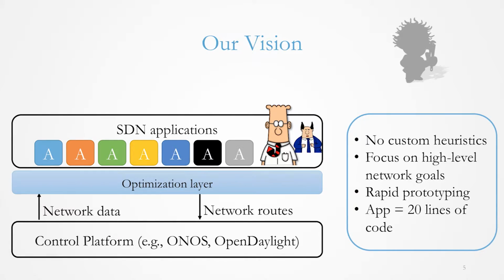So what are we aiming for? We are aiming for no custom heuristics, right? You don't have to reinvent the wheel and come up with a heuristic each time you have a new problem. We would like to give the engineer the ability to specify high-level goals or high-level intents about what should happen in a network and not muck around with little variables and all the other stuff that would normally go into an optimization. We would like to be able to give developers the ability to rapidly prototype an application. And that also kind of ties in with the last point, which is an application should be something fairly quick and easy, like 20 lines of code, and you've got yourself a traffic engineering or a service chaining application that you can play with.